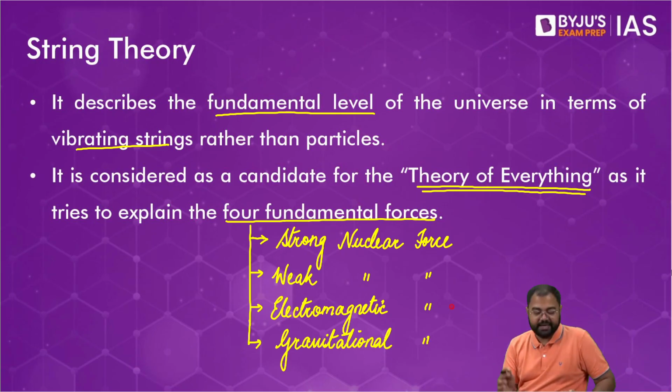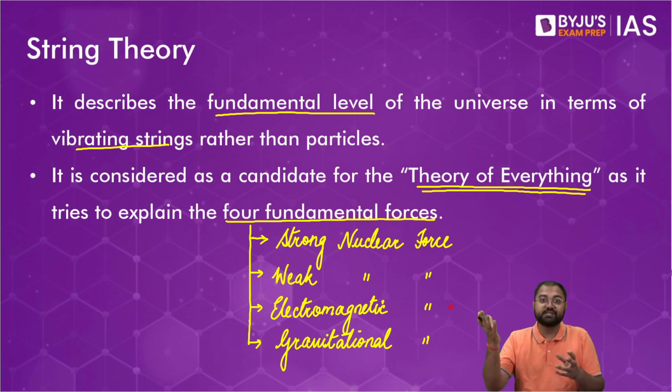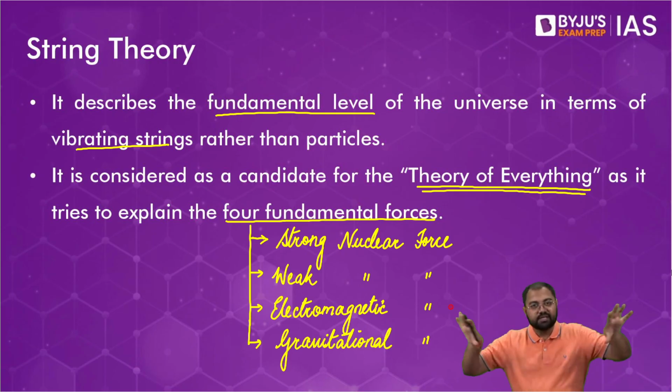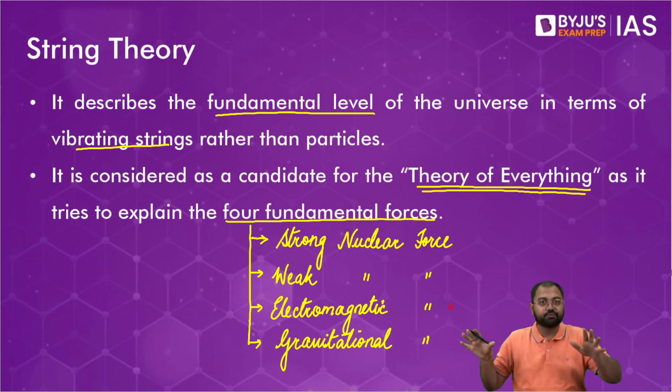So for example, electromagnetic force: electrical charge, magnetic force, etc. Electricity works on it. The poles of the earth or poles of a magnet are based on the electromagnetic force, and they have nothing to do with gravitation. So these are called fundamental because all of these four forces are independent of each other.